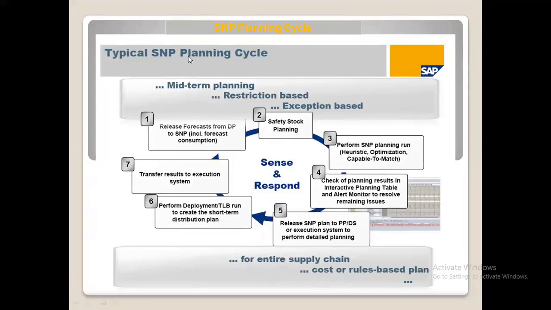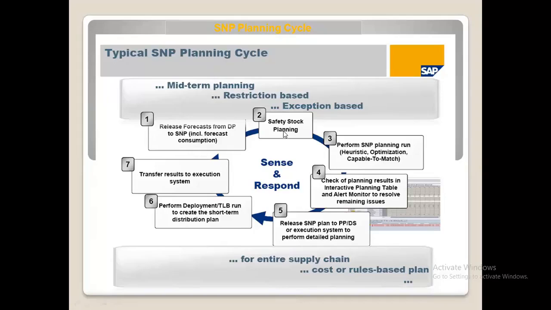This is the SNP planning cycle, like the DP life cycle, the DP planning cycle. For SNP also we have a planning cycle, but DP is a monthly cycle, SNP is a weekly cycle. See, first of all, release forecast from DP to SNP. Once the forecast is available in the DP, it is going to be released to SNP. This is the first step.